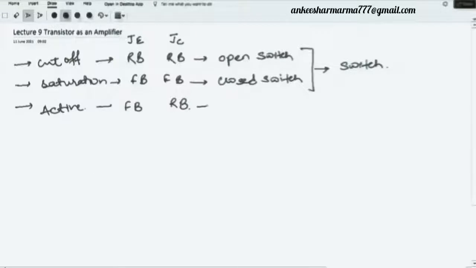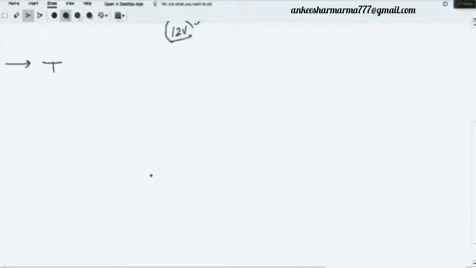Second, in the active region, we have seen that it is acting as an amplifier because it is capable of amplifying the signal. So in today's lecture, we are going to discuss the forward biased emitter junction and the reverse biased collector junction. The next topic that we will discuss in detail is the transistor as an amplifier.